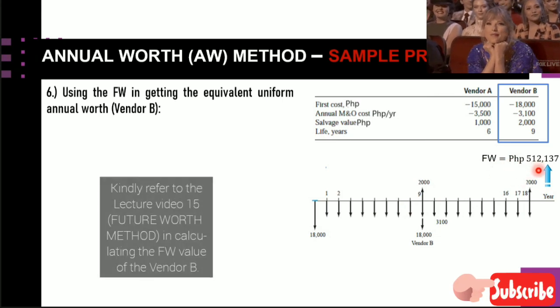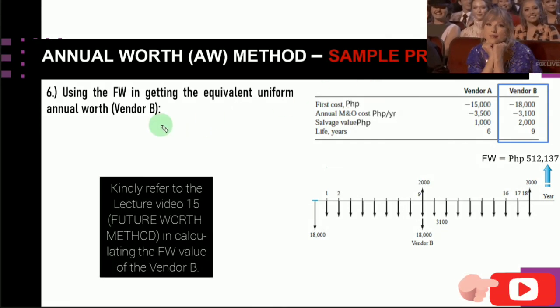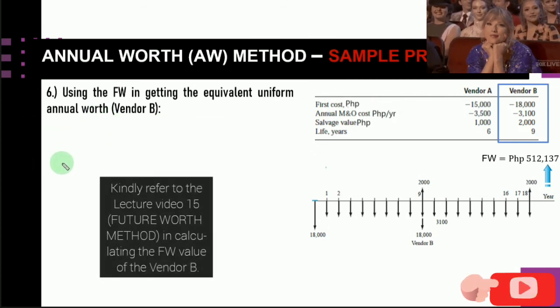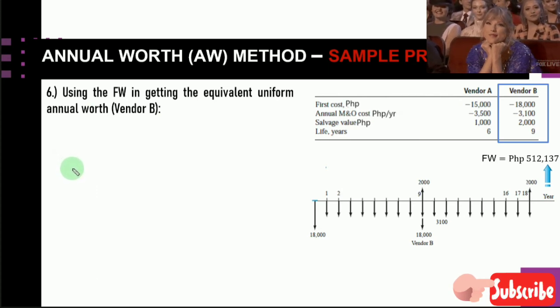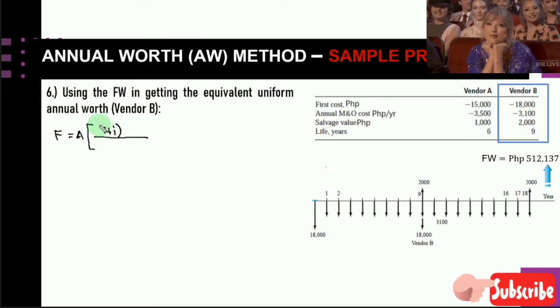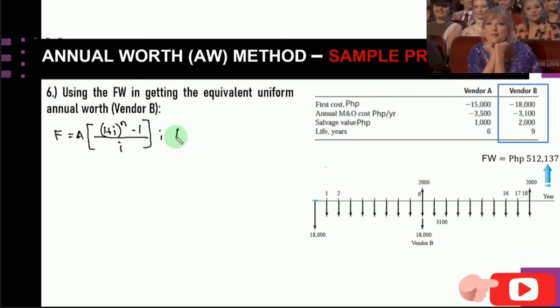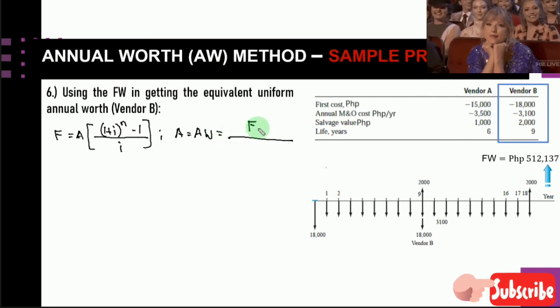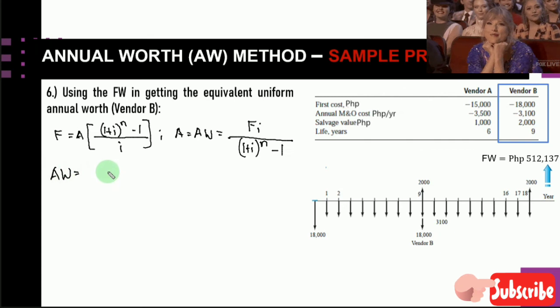from our previous lecture, which is 512,137 pesos. Going directly to the calculation of the annuity for a future worth, we have F equal to A times 1 plus i, raised to the n, minus 1, all over i. From here you can get the value of A, which is our annual worth value, equal to F times i all over 1 plus i raised to the n, minus 1.